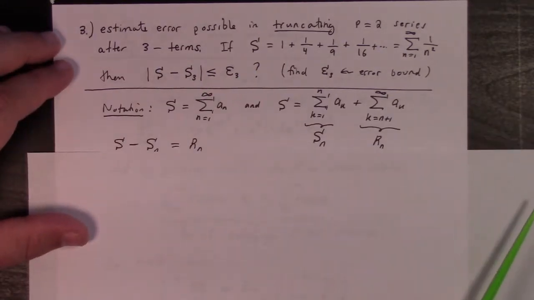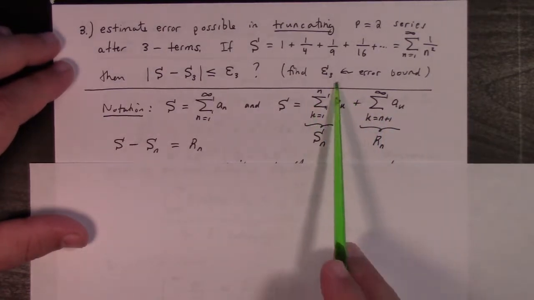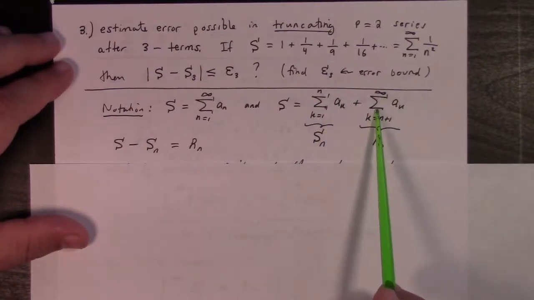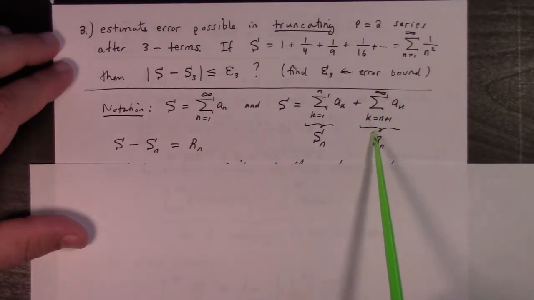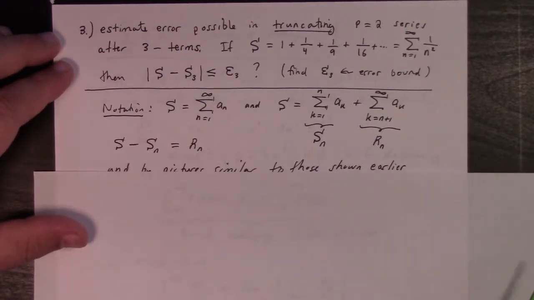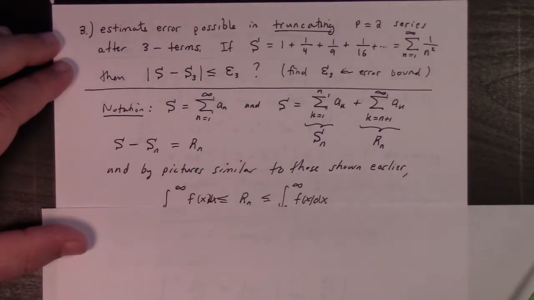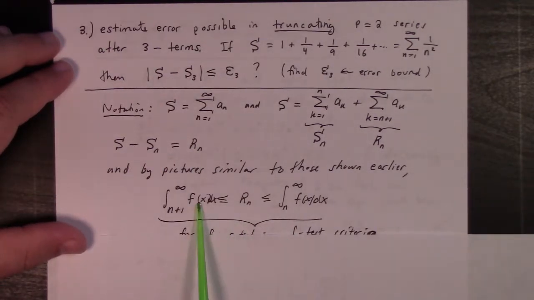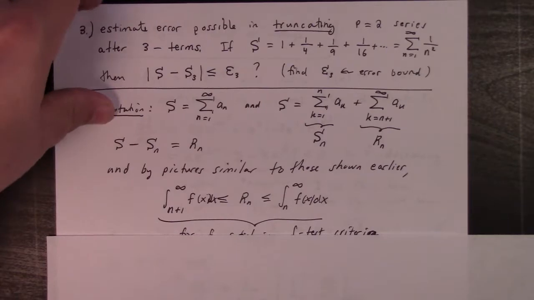So now I should get into some terminology that's important. We already talked about the nth partial sum. Whatever's left is often called the remainder, or better yet, we could call this the tail of the series. And so the series minus the nth partial sum is equal to the remainder term, or the tail. And by pictures, again, similar to those I already drew, we have this estimate for the remainder.